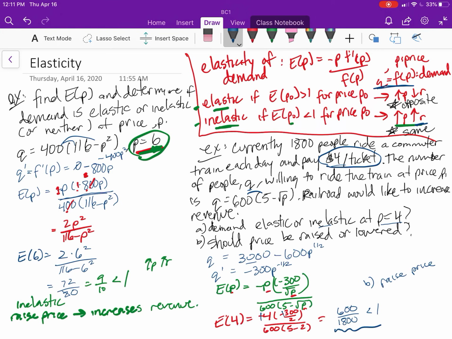If this result was greater than 1, we'd get elastic, so it'd mean the opposite. If I raise the price, I would lower the revenue. So we wouldn't want to do that, right? We would lower the price to raise the revenue. In elastic, the price and revenue are opposite.